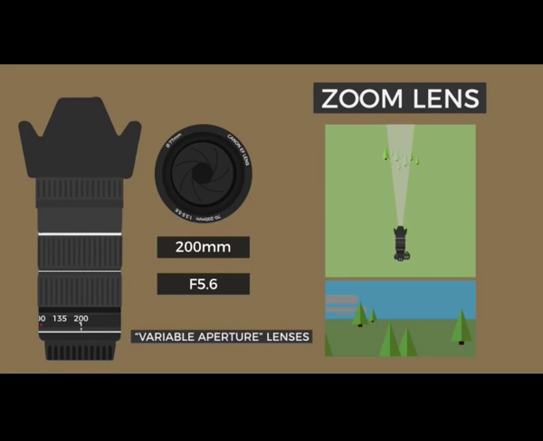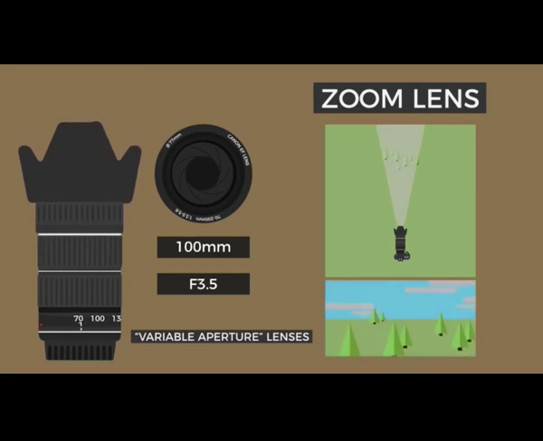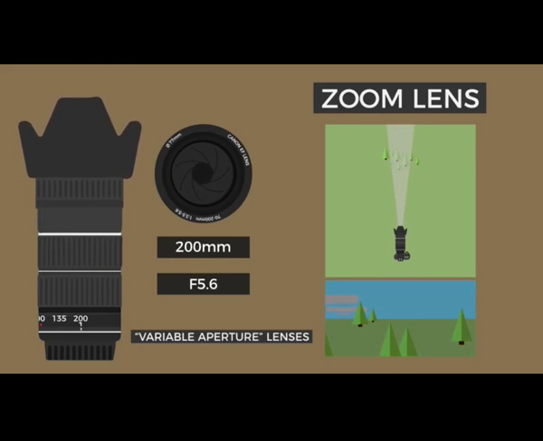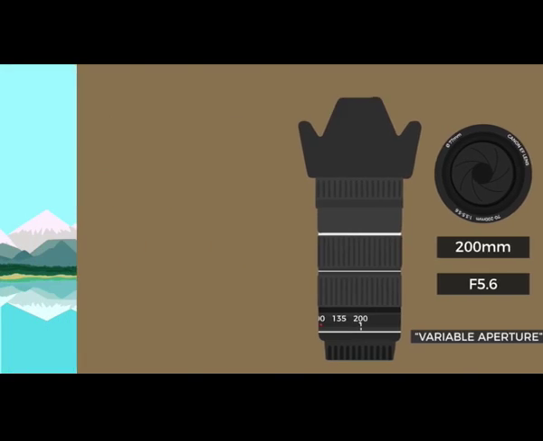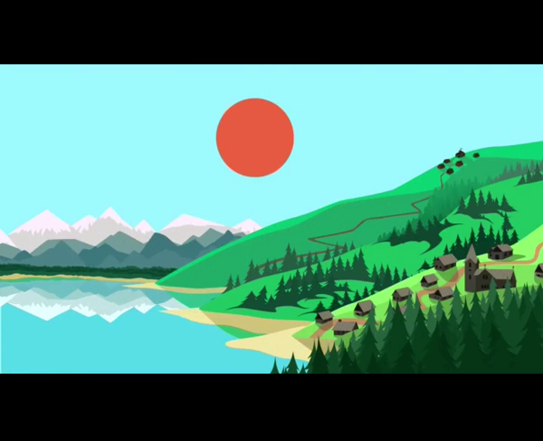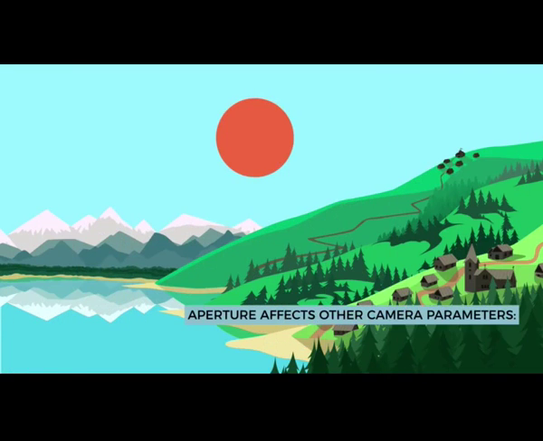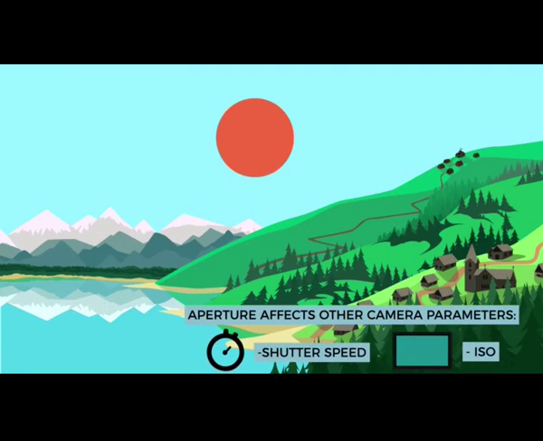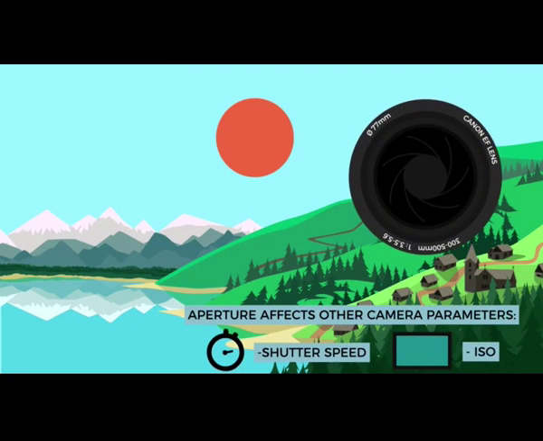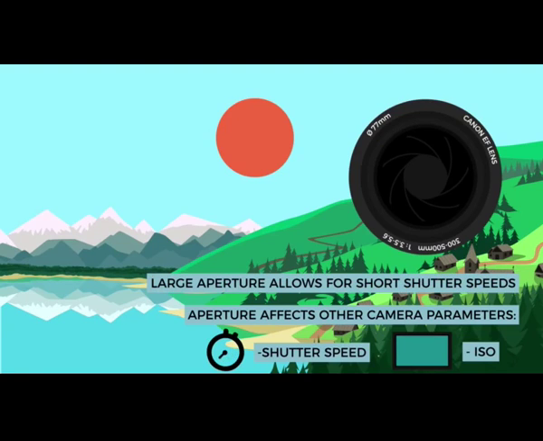These lenses are called variable aperture lenses. This is important because for a zoom lens with a focal length of 70 to 200 millimeters, the aperture may increase from f3.5 to f5.6, decreasing the amount of light entering the camera. Because aperture controls the amount of light entering the camera, it also affects other parameters such as ISO and shutter speed. A larger aperture or smaller f number will let more light into the camera, allowing you to use a faster shutter speed or lower ISO value.